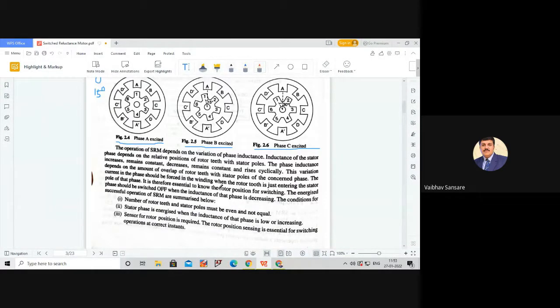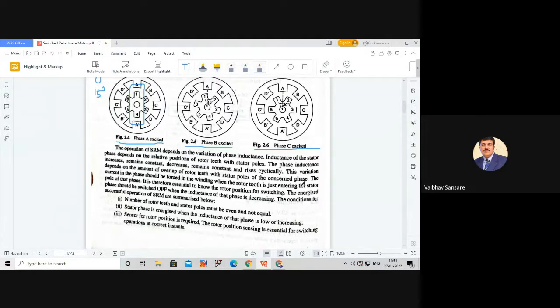Okay, sorry, cyclically. So in every switching operation, there is a rise in inductance, constant inductance, then a fall in inductance, or maybe again constant inductance, and this is entirely a cyclic manner. This variation generally depends upon the overlapping of rotor teeth with the stator poles of the concerned phase. So the inductance offered by this particular motor depends upon how the rotor teeth get overlapped with the stator phase.